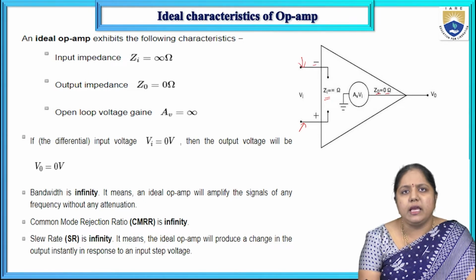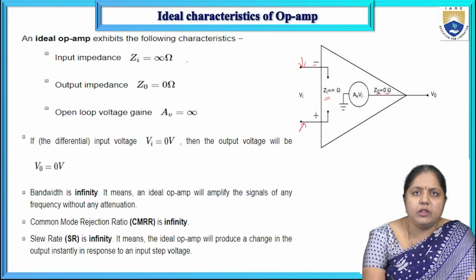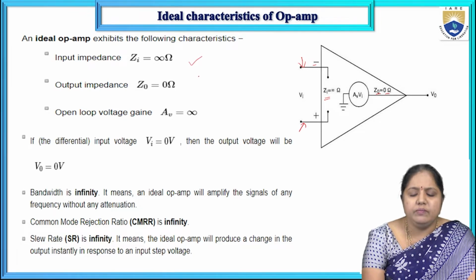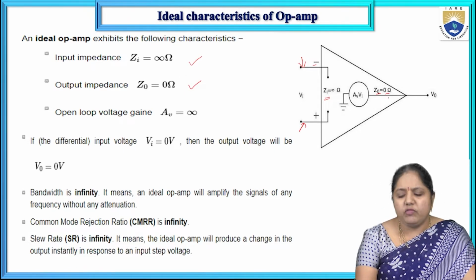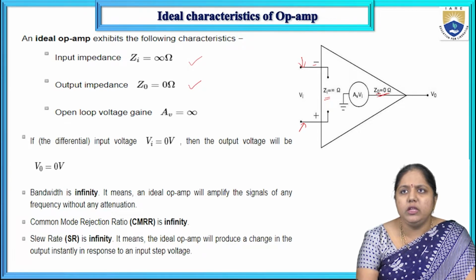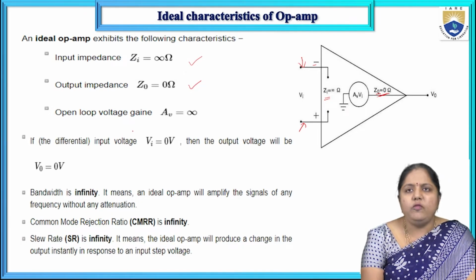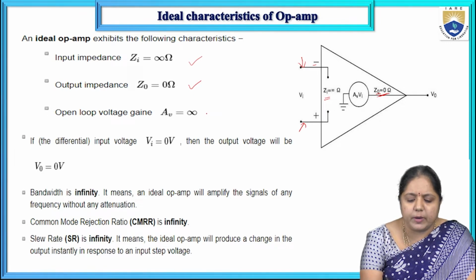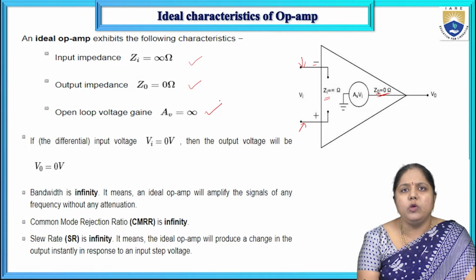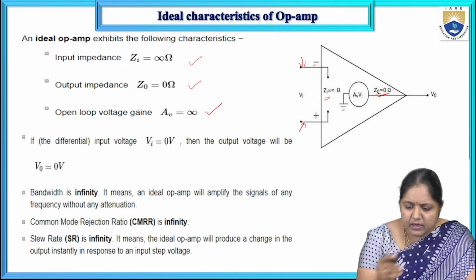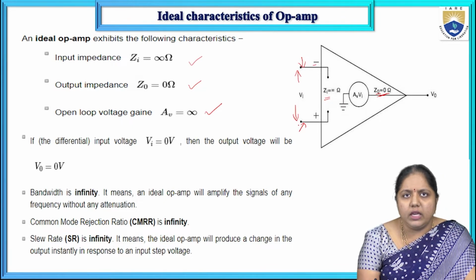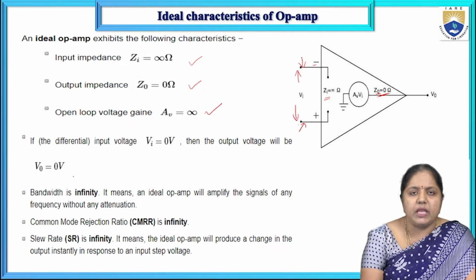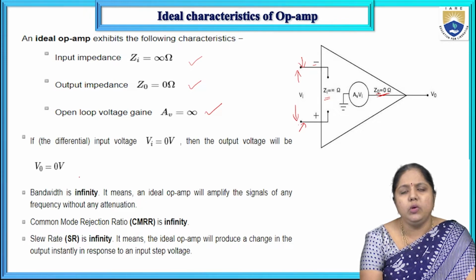According to the ideal characteristics of the op-amp, the input impedance is infinite and the output impedance is 0. Even in the internal diagram of this op-amp, we have the output impedance equal to 0 at this location. Next, the open loop voltage gain of the operational amplifier is infinity. Here, if the difference between the non-inverting and the inverting input voltages is equal to 0 volts, then I need to get the output voltage equal to 0 volts.